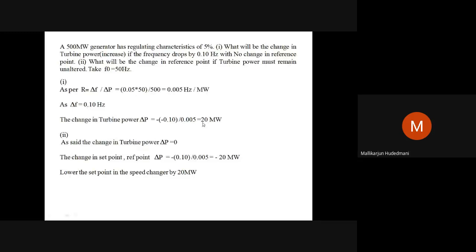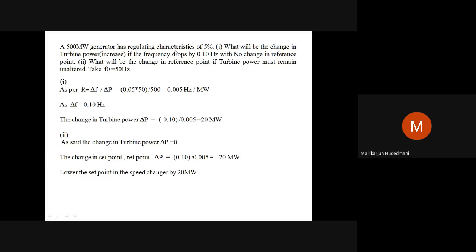Here this minus 20 megawatt is a set point increase, even in the turbine governor mechanism, where you raise or lower the set point. So in that regard, this minus. Even if you do not mention this minus, a 20 megawatt set point change is needed. That is enough. That's why I wrote here: lower the set point in the speed changer by 20 megawatt. I have omitted the minus. This way also I can make my set points done.